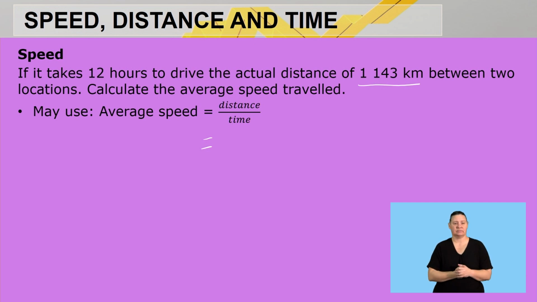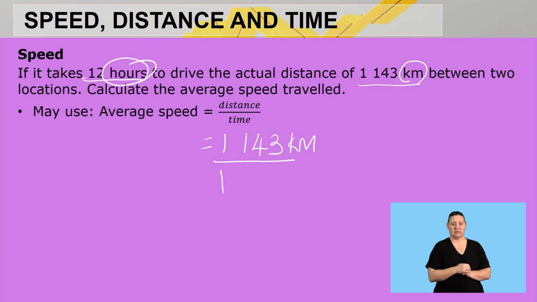So I'm given a distance. Remember, we've said a distance will be measured in kilometers or in meters. So our distance is 1,143 kilometers divided by time. So our time is given in hours in this case. So we have 12 hours.